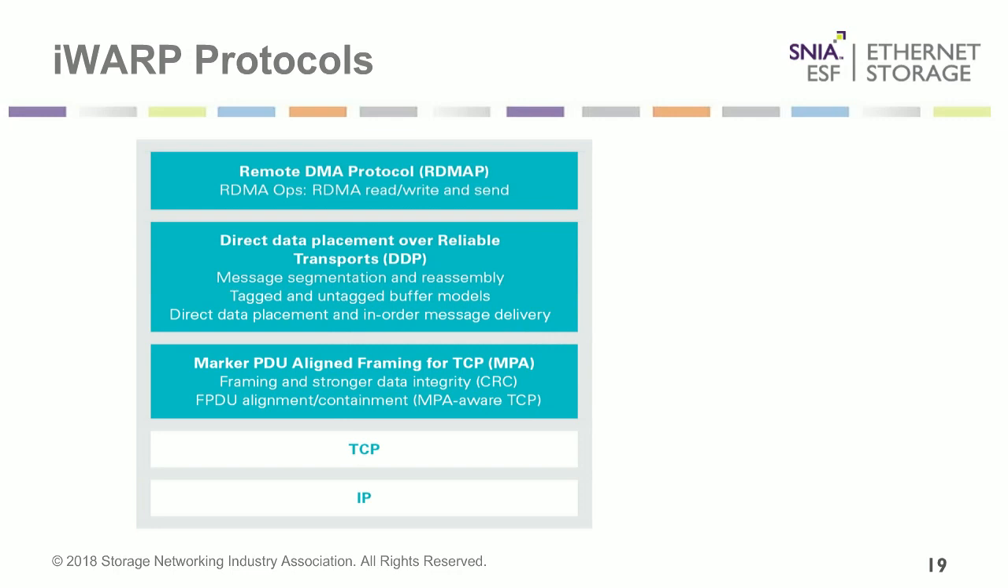A lot of people might think these layers are burdens, and that additional layers will impact performance. But on the contrary, DDP and MPA enable the RNIC to do out-of-order FPDU delivery, if the RNIC can support that, which can help performance in a congested environment. I think that's the huge advantage of the iWARP protocol on top of TCP.